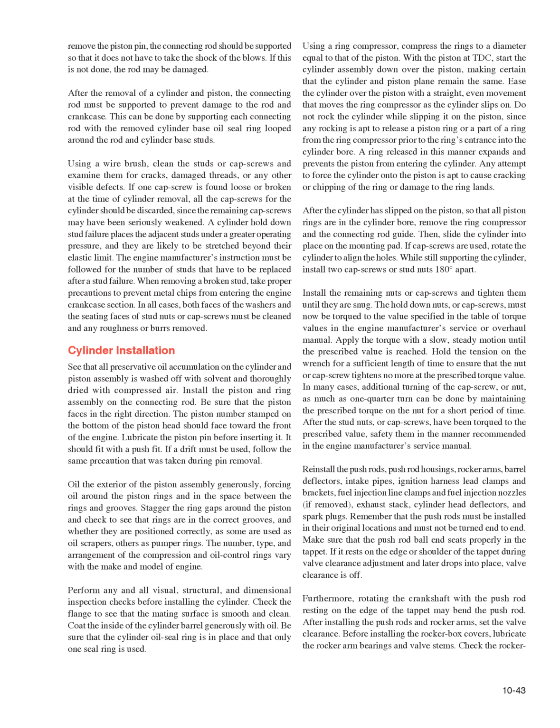After the cylinder has slipped on the piston, so that all piston rings are in the cylinder bore, remove the ring compressor and the connecting rod guide. Then, slide the cylinder into place on the mounting pad. If cap screws are used, rotate the cylinder to align the holes. While still supporting the cylinder, install 2 cap screws or stud nuts 180 degrees apart. Install the remaining nuts or cap screws and tighten them until they are snug.